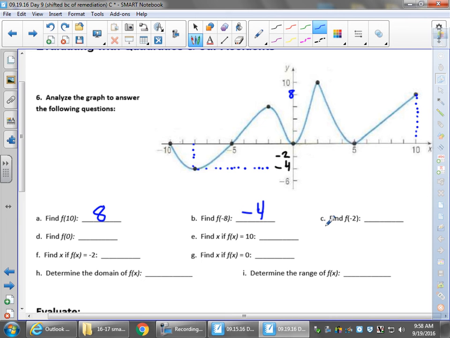For C and D, the process is not changing. Both of these, again, are giving me x values. So I go to x is negative 2. I trace up, and I look. Where am I on the y-axis? I am at 6. For f of 0, again, x is 0. Where am I? My y value is actually right there at 0.